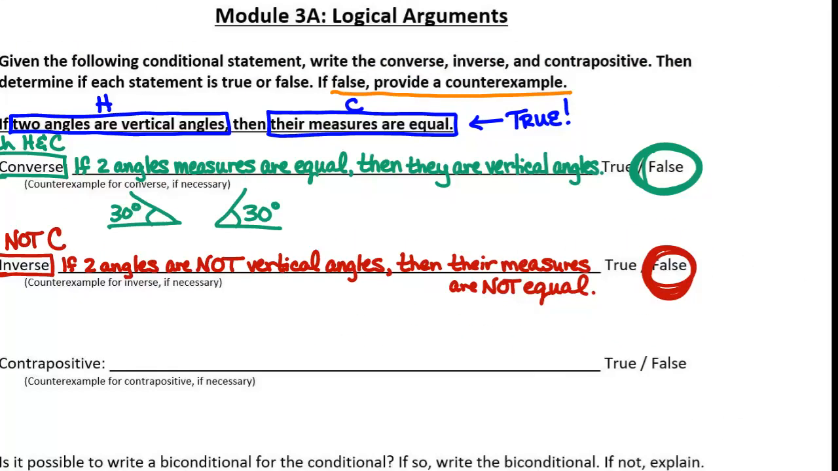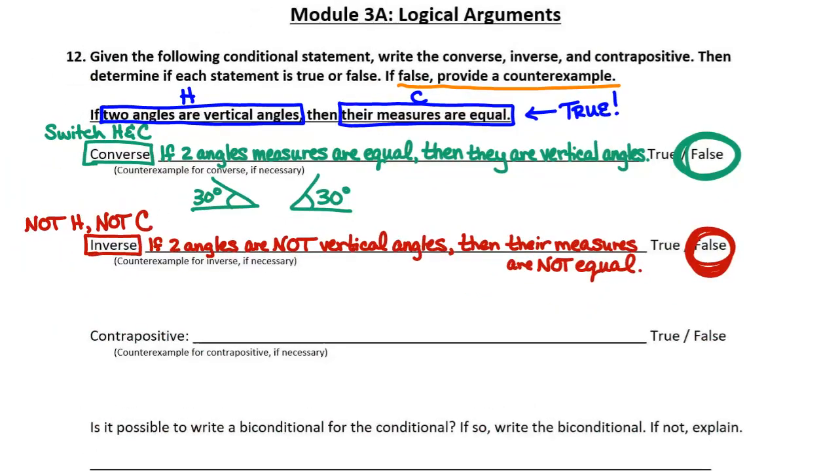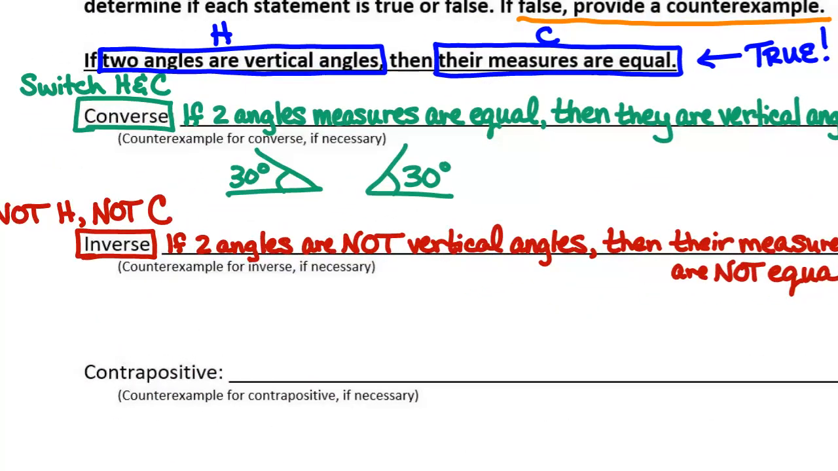For a counterexample, I need to either explain or show two angles that aren't vertical but do have the same size. So I can recycle the picture that I used up above. These two angles here are not vertical angles, but they are the same size. Or I could come up with a different picture if I wanted to.